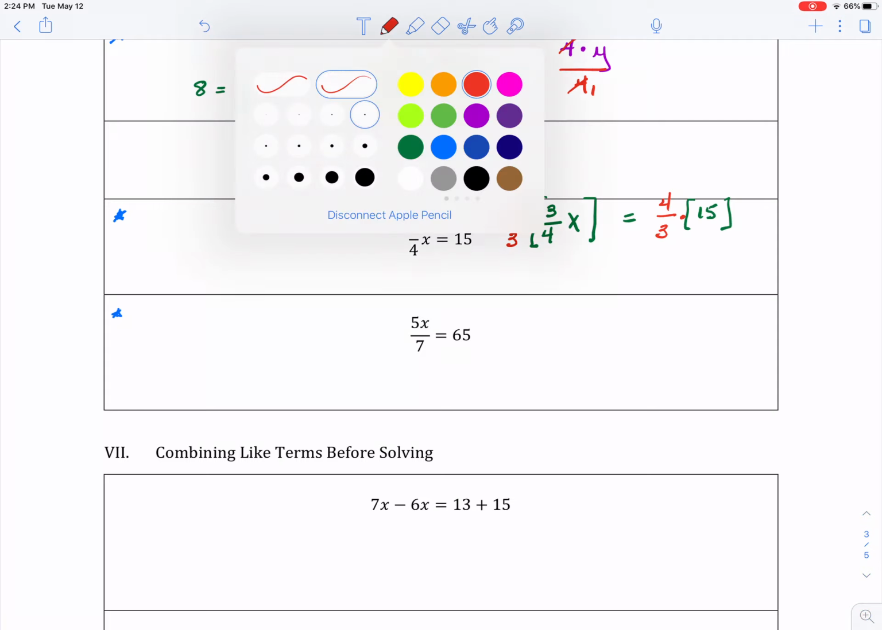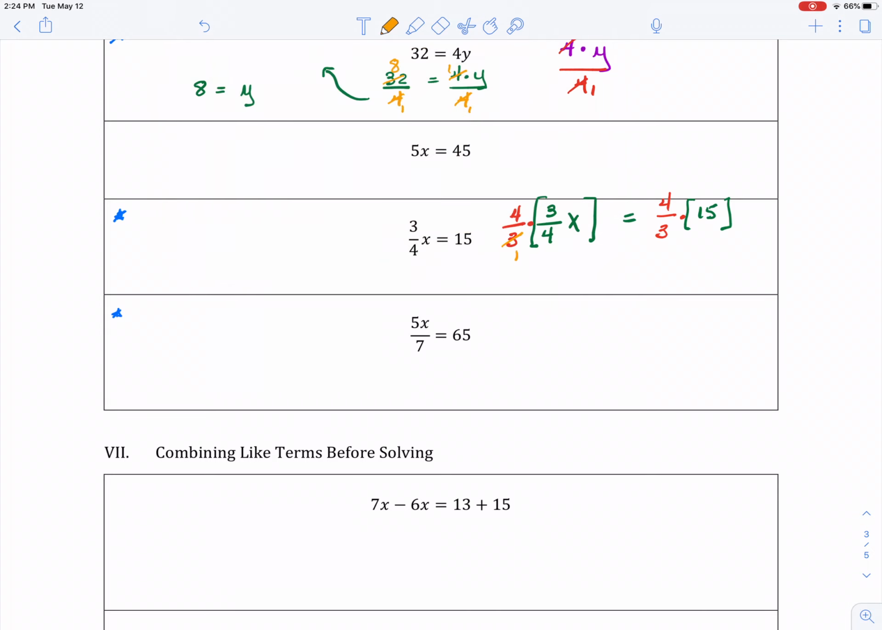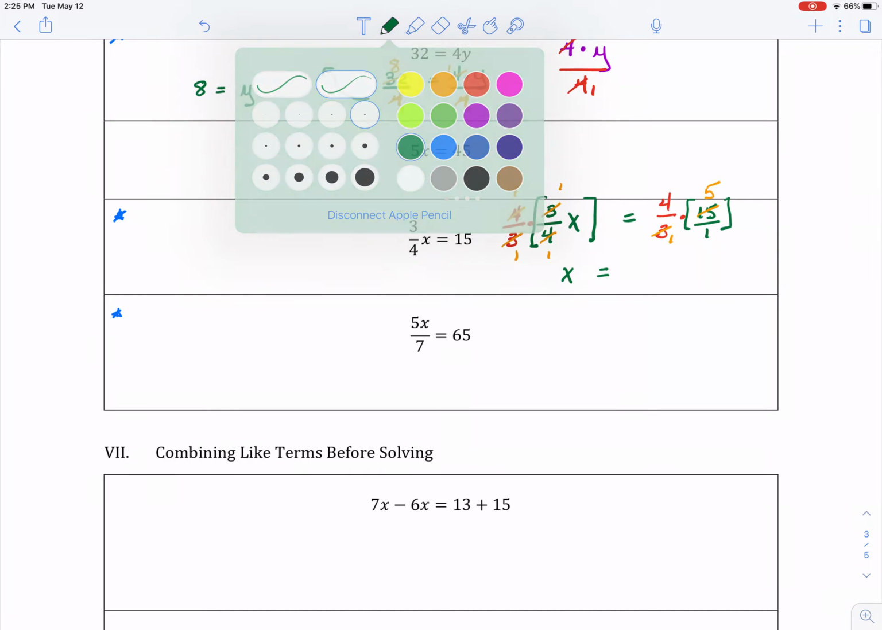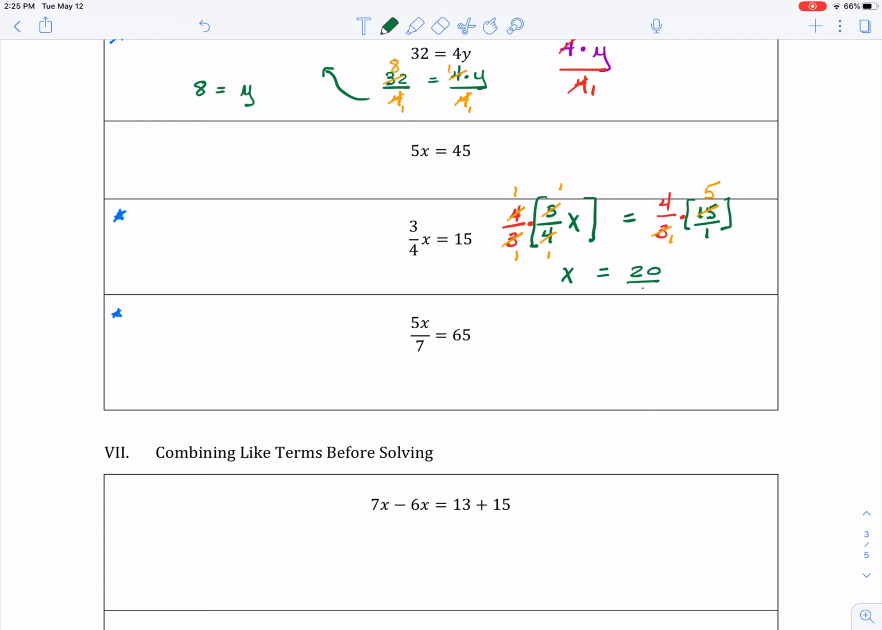So why would I do that? Well, the reason I'm doing that is I can see that these 3's are going to cancel out and give me 1. These 4's are going to cancel out and give me 1. And remember, my goal is to end up with a positive 1x standing alone. And then moving over to the other side, I'm going to think of this 15 as sitting over 1. And I can cancel 3 into 15 and get 5. And then multiplying across the top, I see 20. And of course, multiplying across the bottom, I see 1's. I don't need to write those down, so I'm just going to stop with positive 1x equals 20.